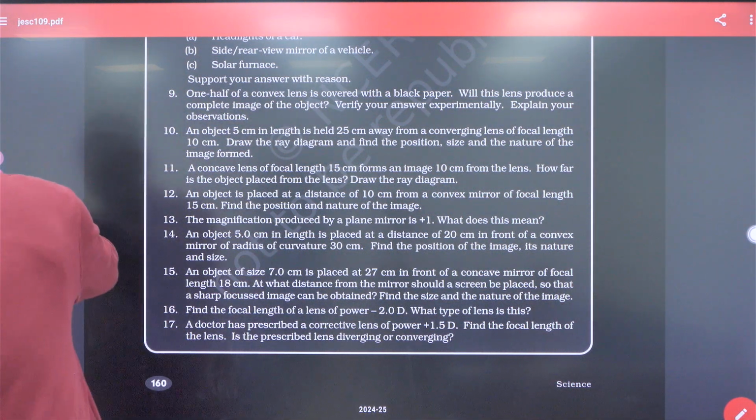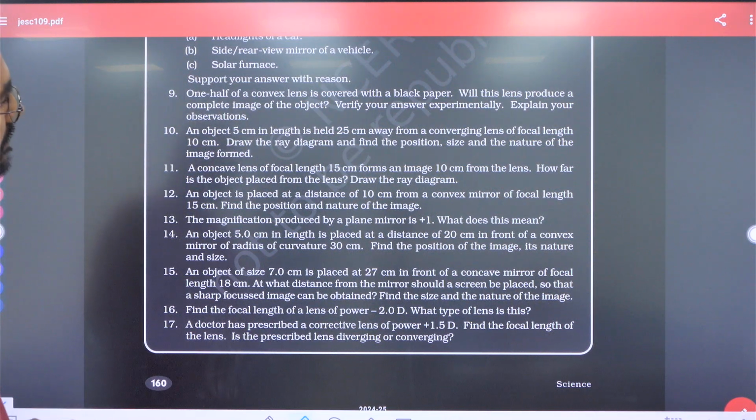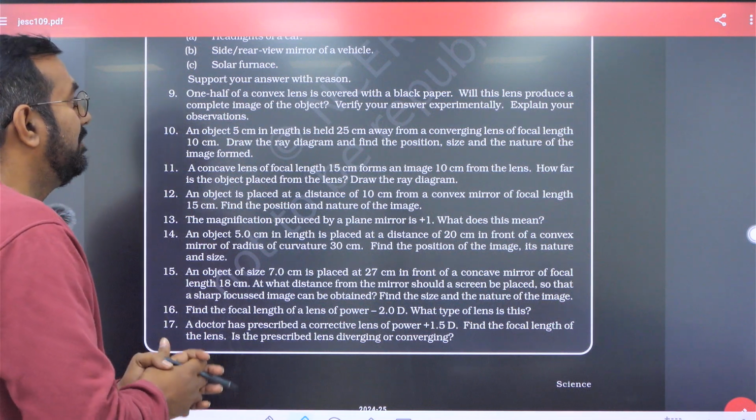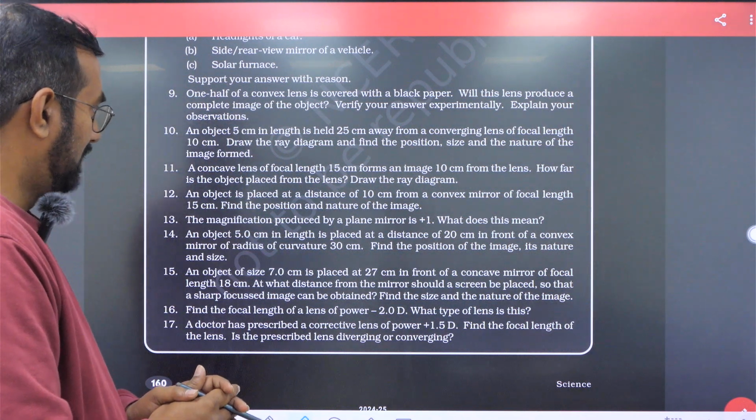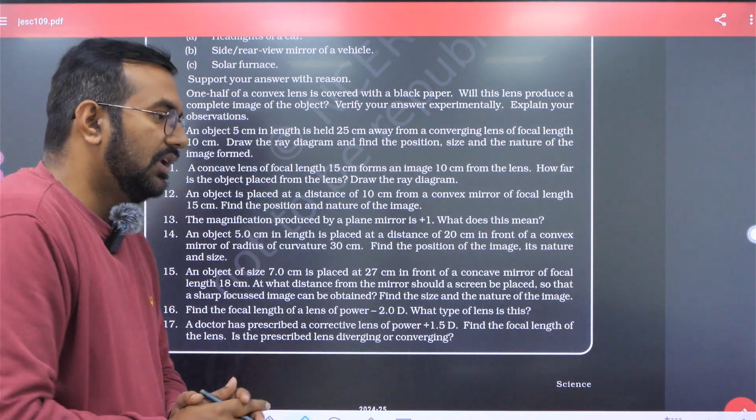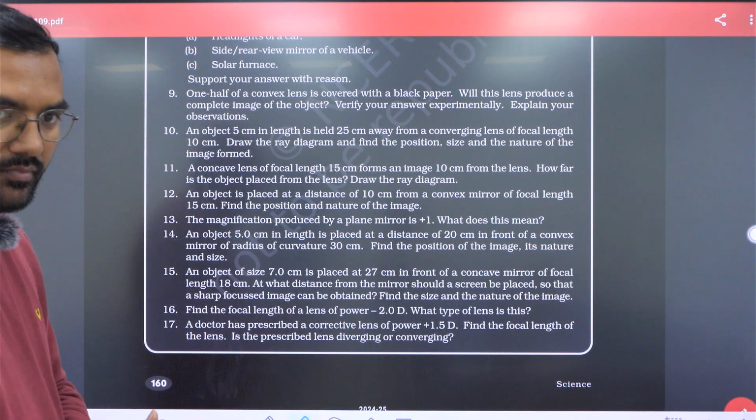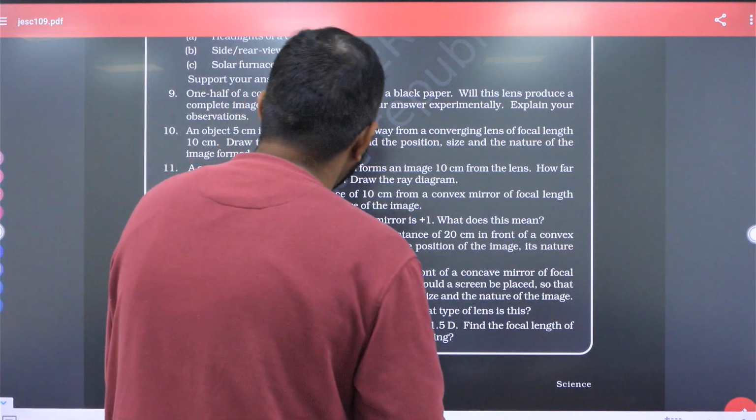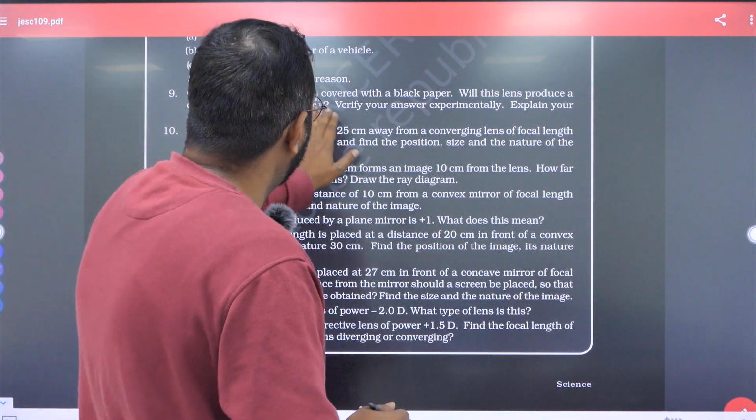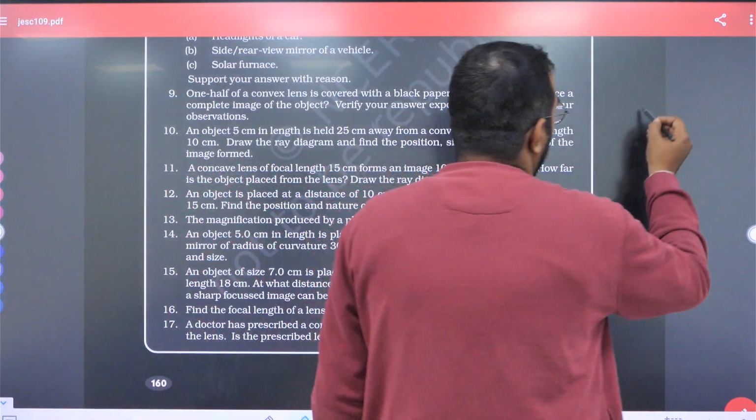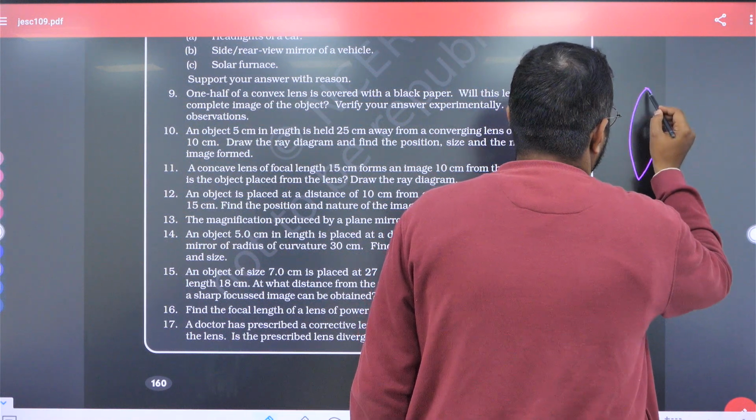Let's move to question number 9. One half of a convex lens is covered with black paper. Will this lens produce a complete image of the object? Verify your answer experimentally. Explain your observations. Half of the convex lens is covered with black paper. What do you think? Okay, beta.